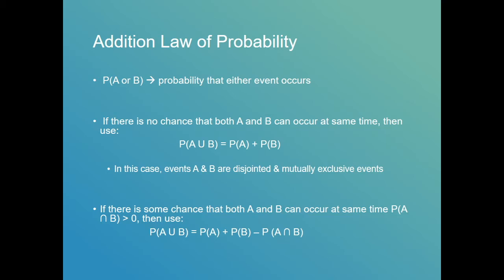For the second formula, if there is some chance that both A and B, the events, can occur at the same time, then we want to use this formula, which is the probability of A plus the probability of B minus the probability of both A and B occurring at the same time. So the probability of both A and B looks like, written out, A with an upside down U, then the B event. On the next slide are some examples which will help clarify what this means and what it looks like in an actual calculation.